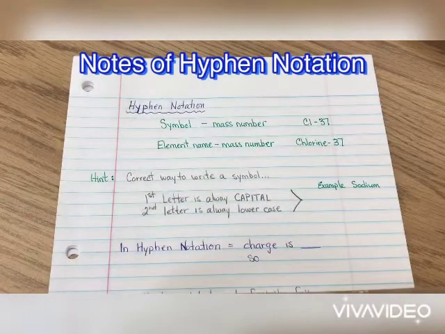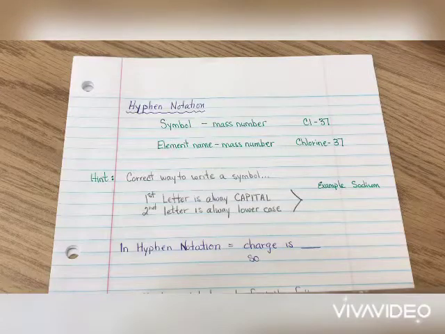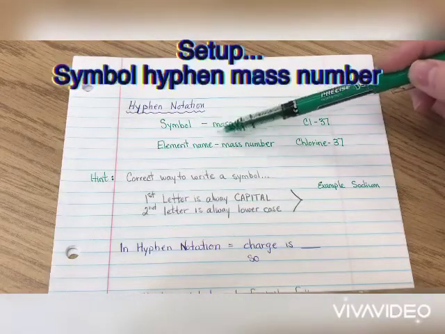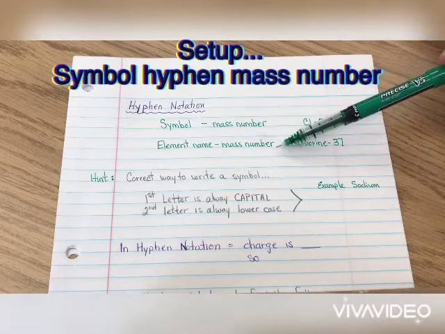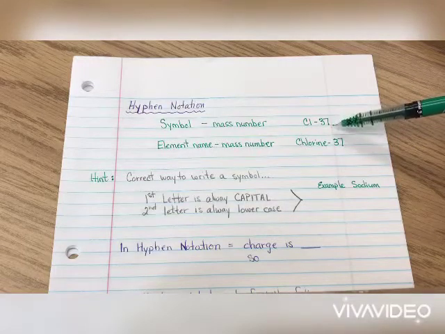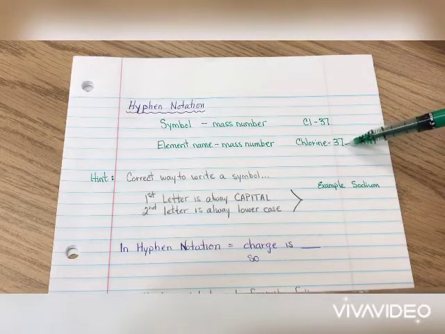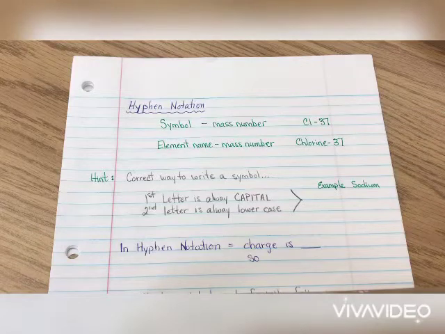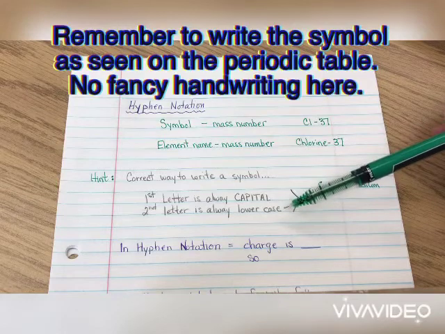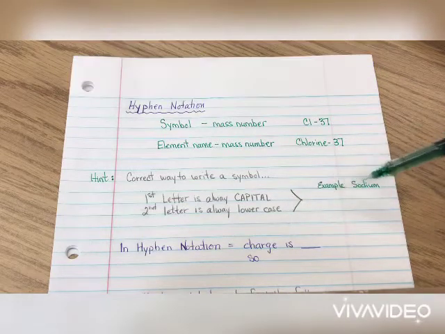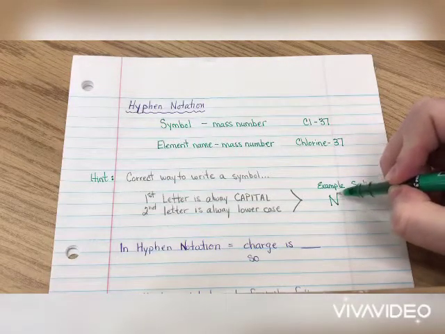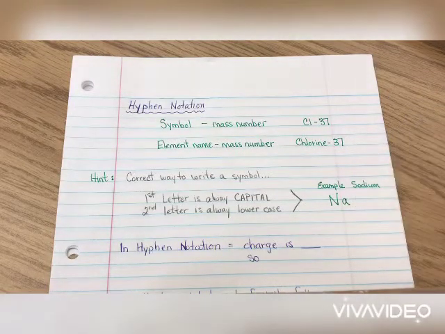With hyphen notation, we are going to be taking a look at a notation that uses the symbol or element name and then a hyphen in the middle and then uses mass number. An example would be Cl-37, also known as chlorine 37. Now remember, the correct way to write a symbol is to always use a capital letter and then a lowercase letter for the second one. An example, if we look at sodium, sodium is Na, so it's a capital N and a little a.